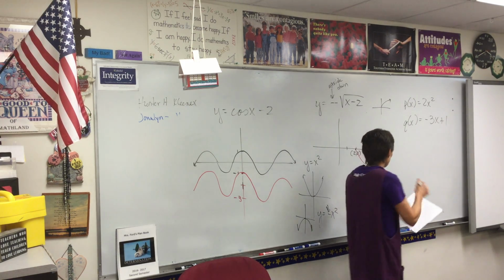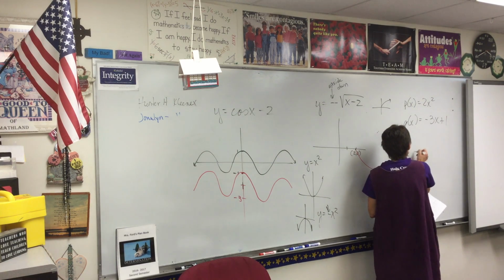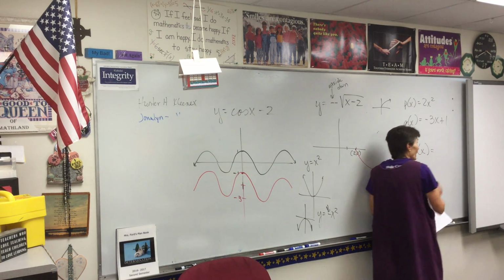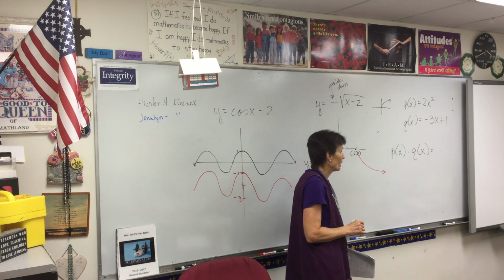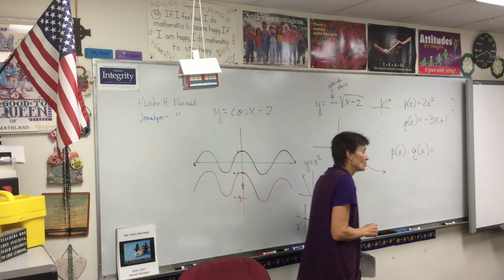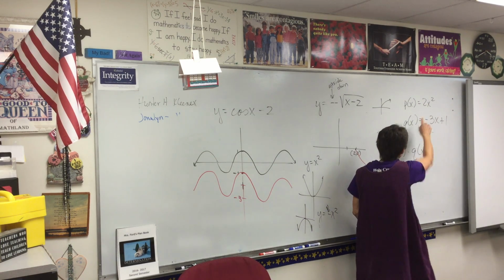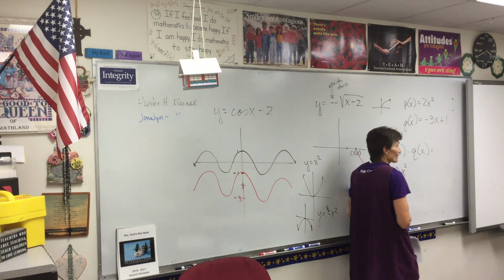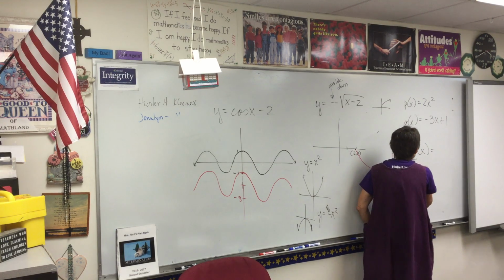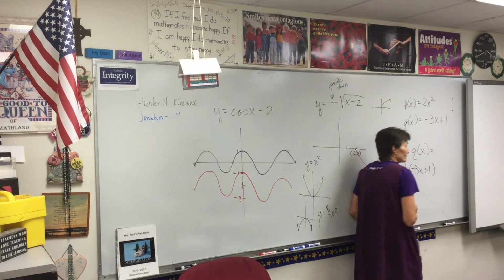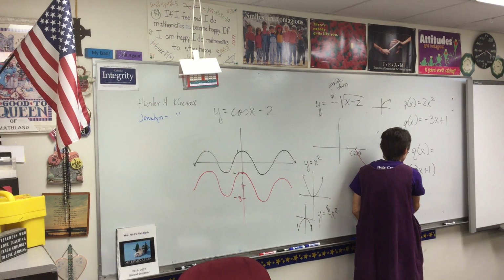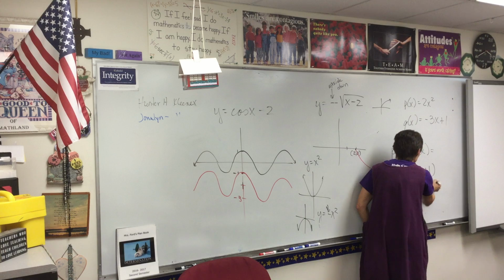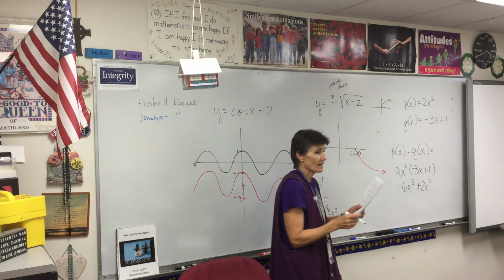So question number 1 says this. What am I doing with that? You're multiplying the two functions together. I'm simply multiplying them together. Kids, it couldn't be any easier. P of x is 2x squared. Q of x is negative 3x plus 1. The problem says multiply those. So negative 6x cubed plus 2x squared. That's it.